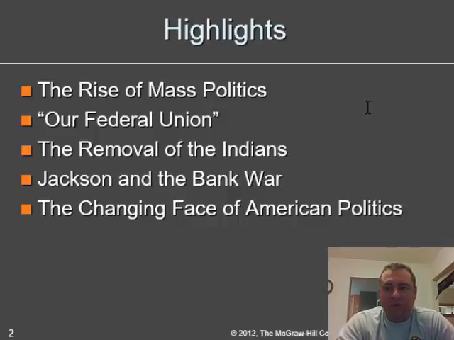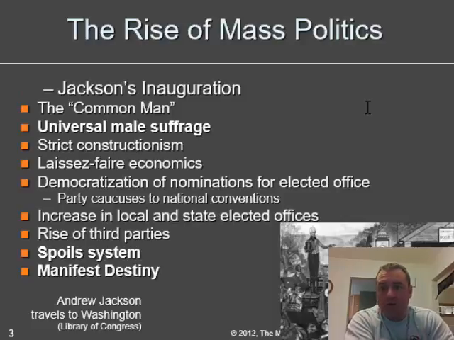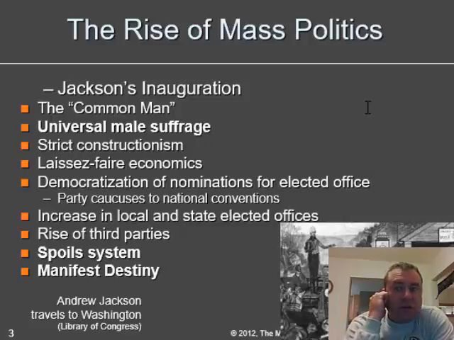But first off, moving forward here, Jackson's inaugural. He was kind of a president for the common man. He wanted universal male suffrage. He was a strict constructionist. Do we know what suffrage is? Let me go back to that real quick. It's voting rights. Strict constructionism, laissez-faire on politics and economics, he really wanted to increase local and state elected offices, kind of give rise to a new third party. And then he was a big proponent of the West and the idea of putting his friends into office through the spoils system.